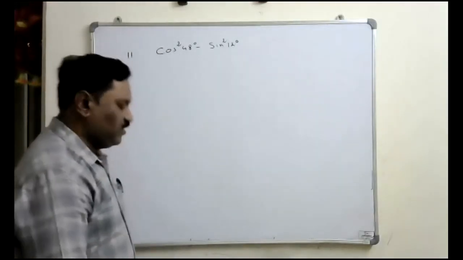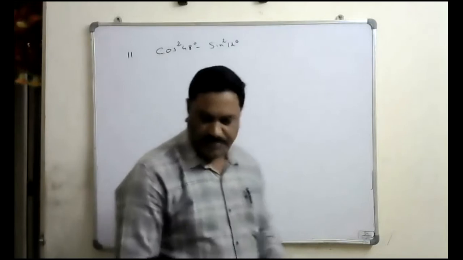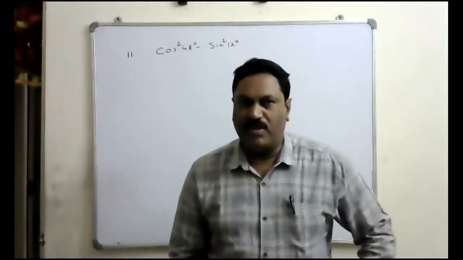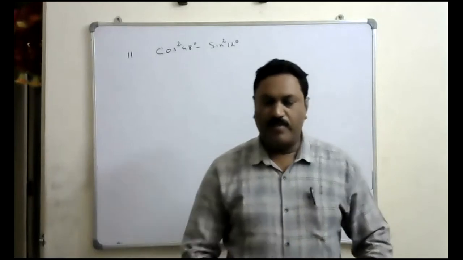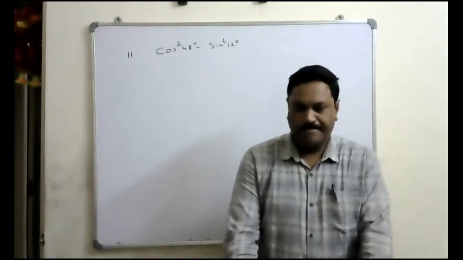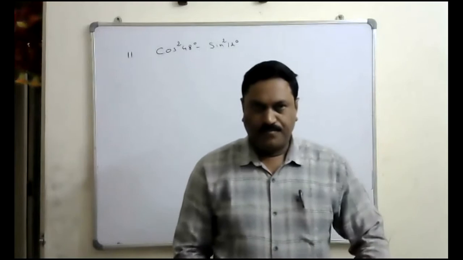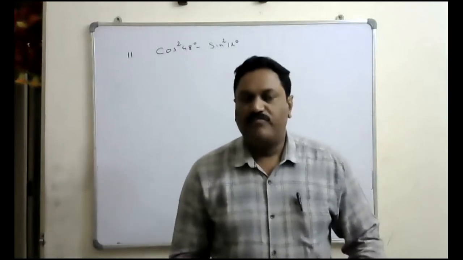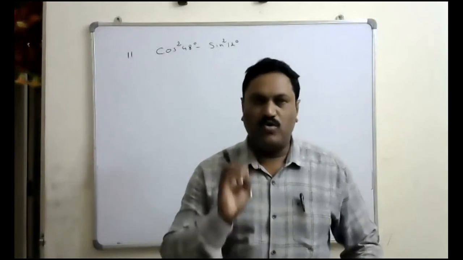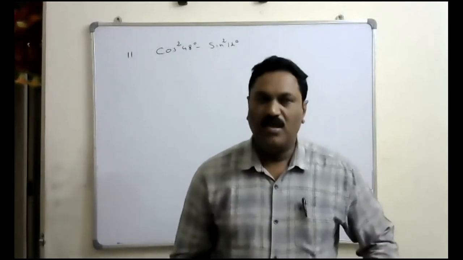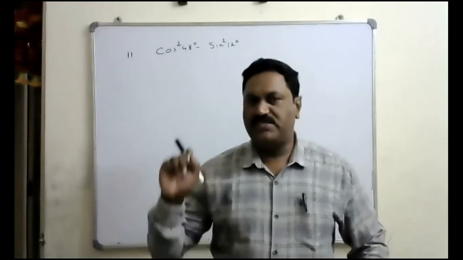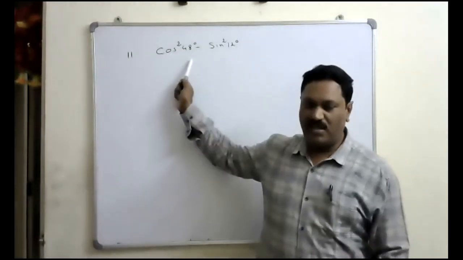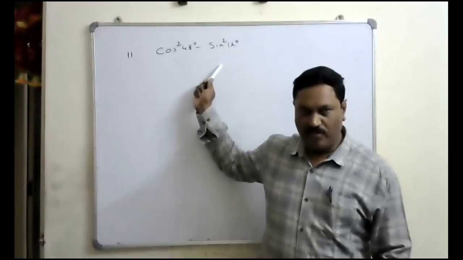To find this, observe this format. Do we have any formula in this format? I had given the result to you: the formula for cos a plus b into cos a minus b is cos square a minus sin square b. So exactly this is the form of cos square a minus sin square b.